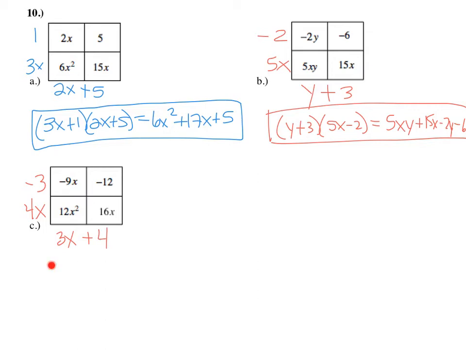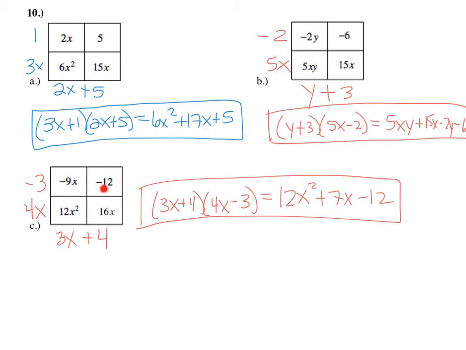And you check yourself. 3x times 4x is 12x squared. 3x times negative 3 is negative 9x. 4 times 4x is 16x. 4 times negative 3 is negative 12. So it's 3x plus 4 times 4x minus 3. And that equals 12x squared plus 7x minus 12.